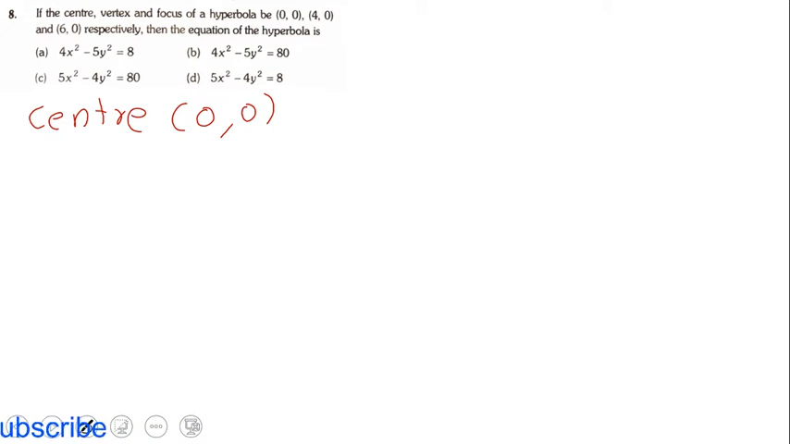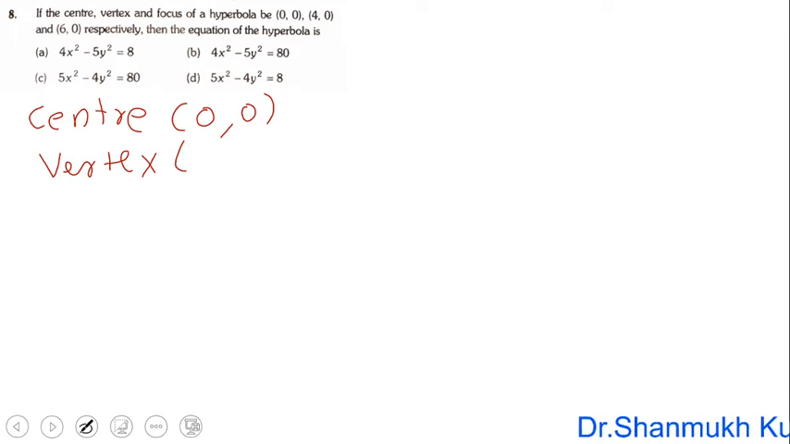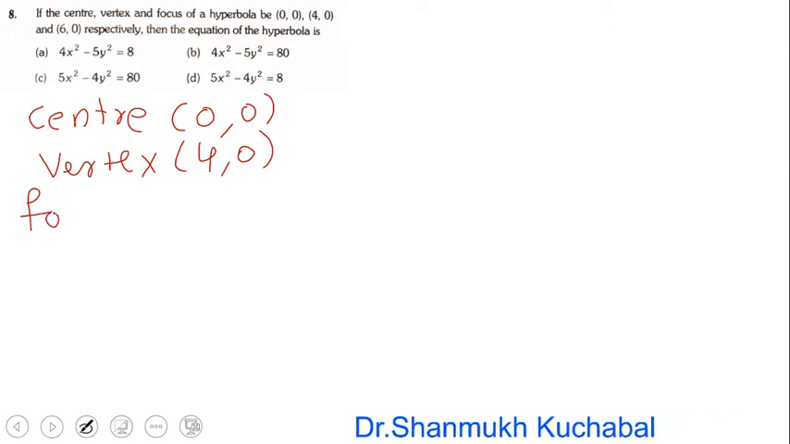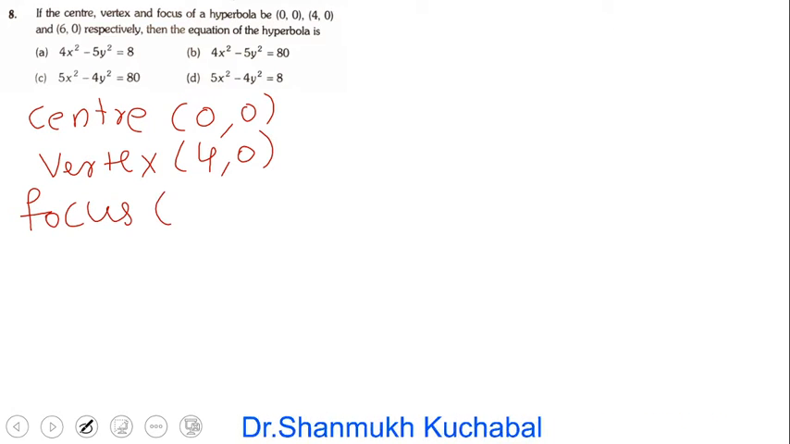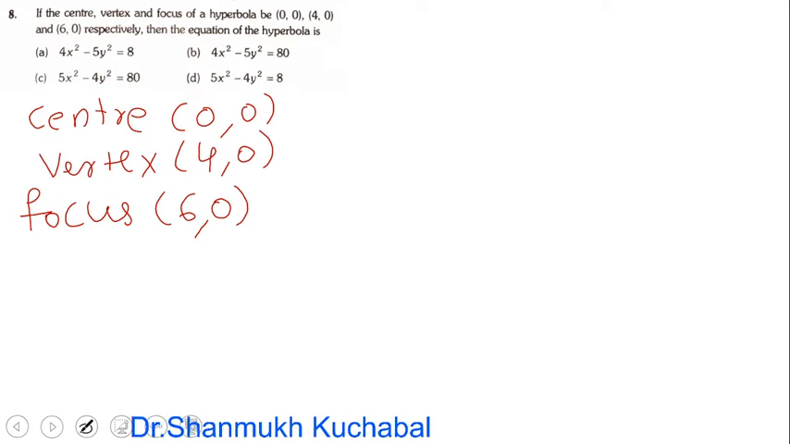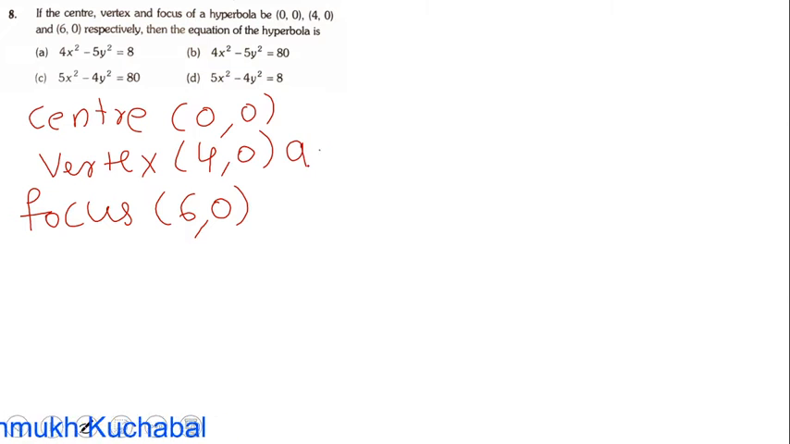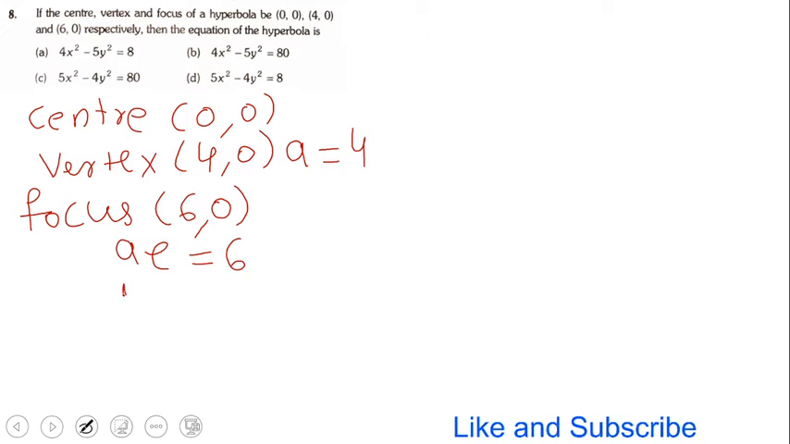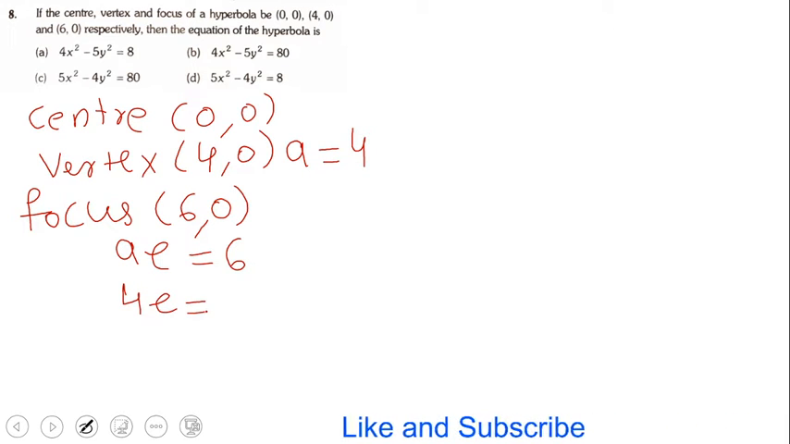Vertex is (4, 0) and focus is (6, 0). Vertex is 4, so I can write a equal to 4 here. Then the focus is 6, which is taken as ae equal to 6. So the value of a is 4, so 4 into e equal to 6.